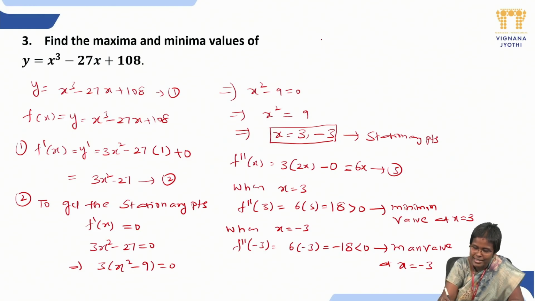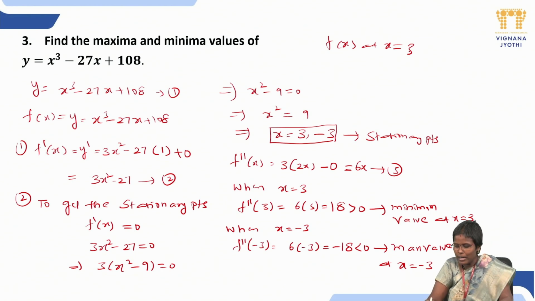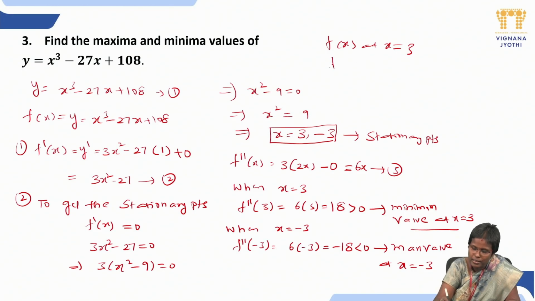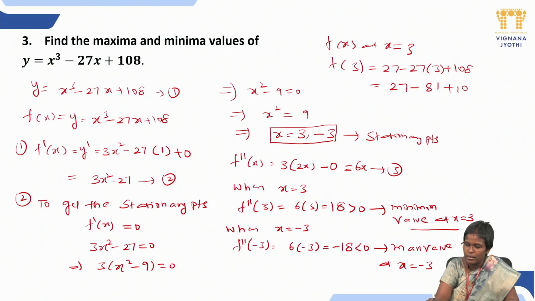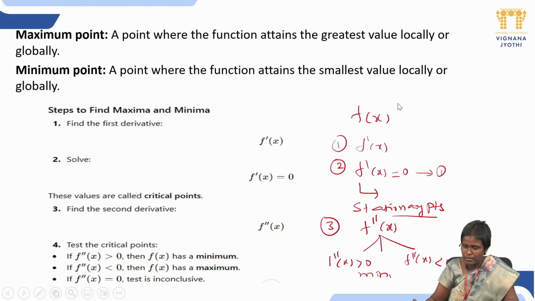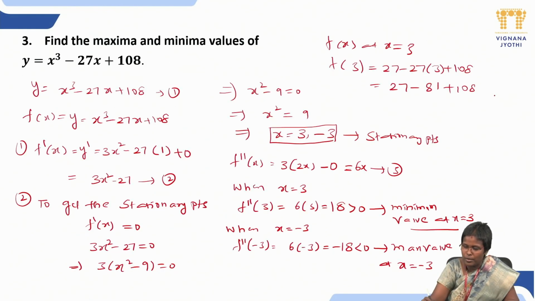Now, let us see f(x) at x = 3. What have we said here? It is going to be minimum at x = 3. Now, substitute x = 3 in the given function. f(3) is 3 cubed, 3 3s are 9, 9 3s are 27, minus 27 into 3, plus 108. That is 27 minus 81 plus 108, which is nothing but 108 plus 27, that is 135, minus 81.